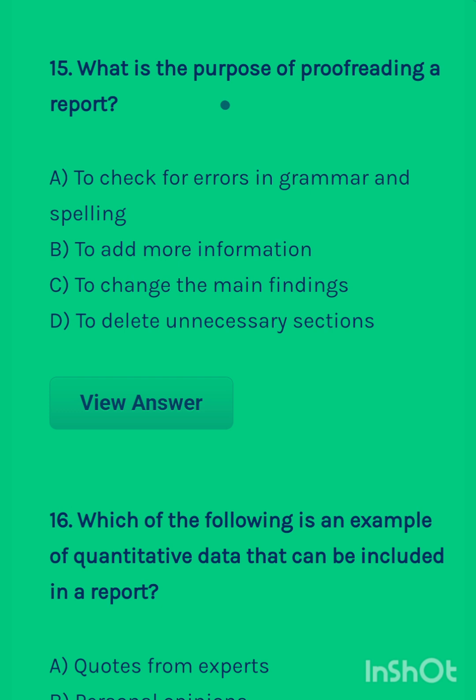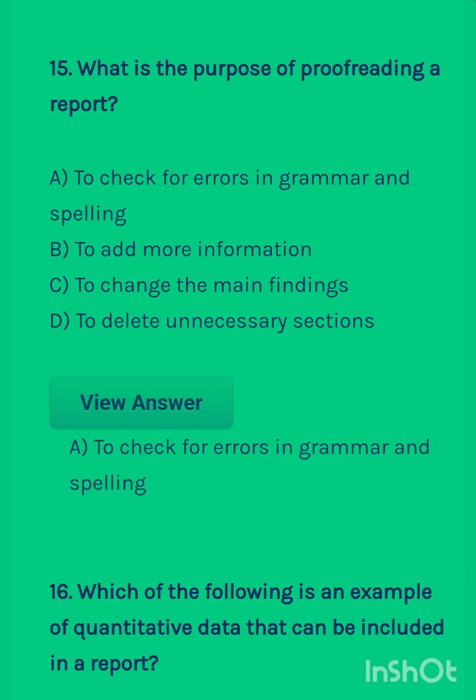Next question is, what is the purpose of proofreading a report? Number 1, to check for errors in grammar and spelling. Number 2, to add more information. Number 3, to change the main findings. Number 4, to delete unnecessary sections. Correct option is option A, to check for errors in grammar and spelling.